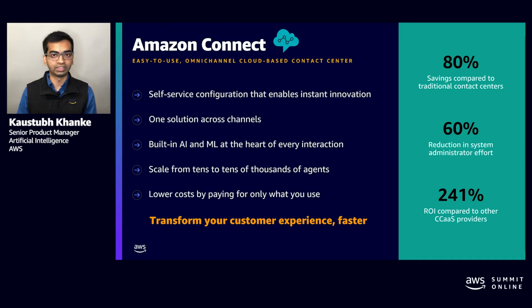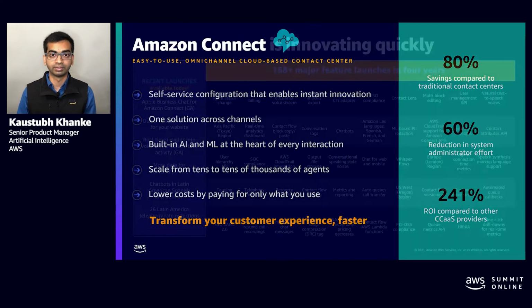Amazon Connect also has flexible scale with pay-as-you-go pricing. You can scale your omnichannel contact center up and down from tens to tens of thousands of agents, only paying for what you use for both voice as well as chat. You can also lower your costs and save up to 80% compared to traditional contact centers.